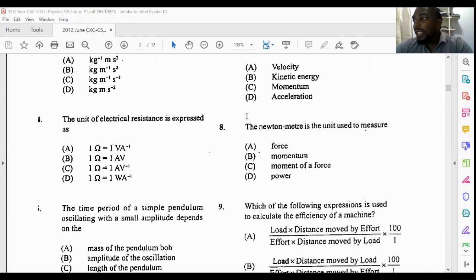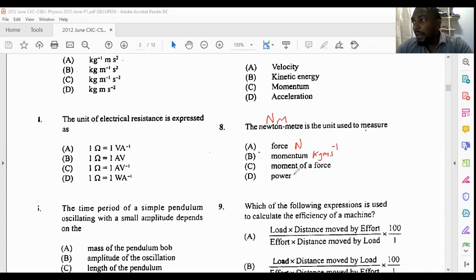Now, what we're going to see here is it says Newton meter, Nm. And what we should really remember is what the SI unit is for each of these quantities. We have force. Force is simply measured in newtons. Momentum is mass multiplied by velocity. So that will be kilograms meters per second.